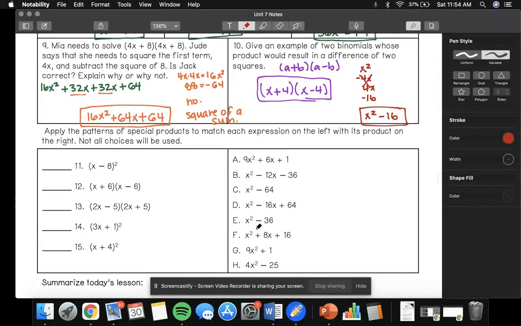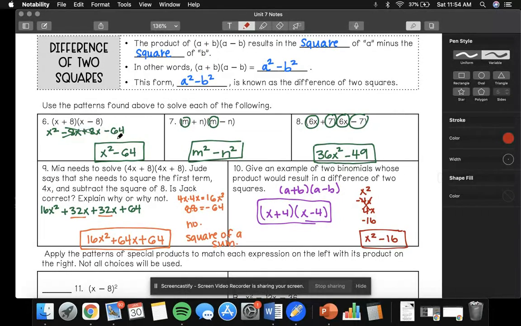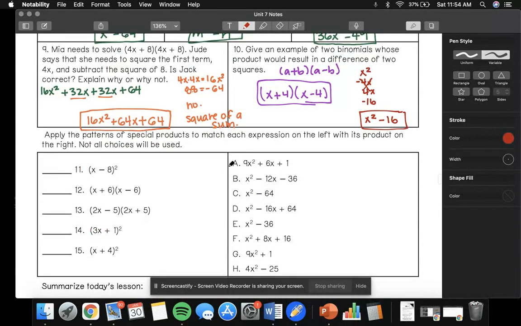Okay. Again, I don't love patterns, so if you like the patterns, cool. I'm just the kind of person that's going to do it the way I know how to do it and how I feel confident with it.